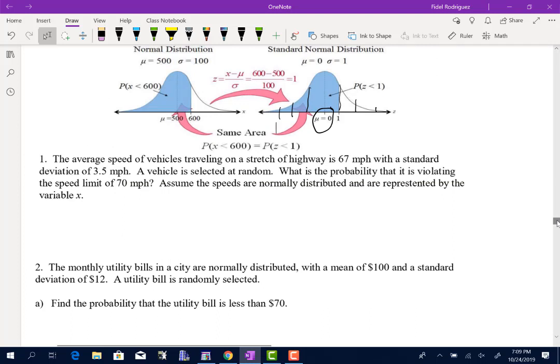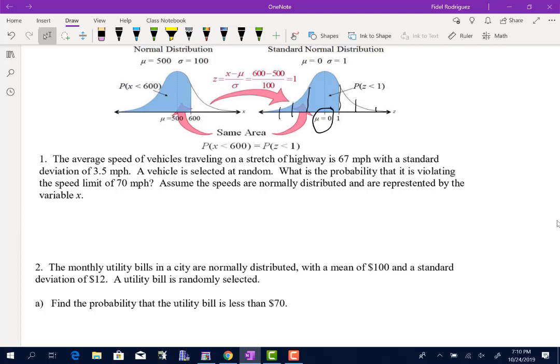It says the average speed of vehicles traveling on a stretch of highway is 67 miles an hour, with a standard deviation of 3.5 miles an hour. We pick a vehicle at random. What's the probability that that vehicle is violating the speed limit of 70 miles an hour? Assume the speeds are normally distributed and represented by the variable x.